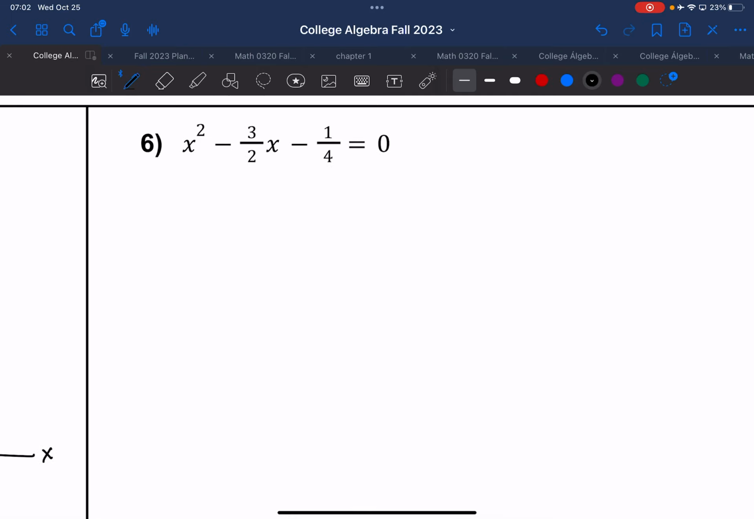So now looking at number 6. Number 6, right off the bat, is this in standard form? Yes, it is in standard form. Do we want to work with the fractions? No, so let's get rid of the fractions. How do we get rid of them? You remember? Yep, multiply everything by what? The common denominator. And what's the common denominator here? 4. So I'm going to multiply everything by 4.